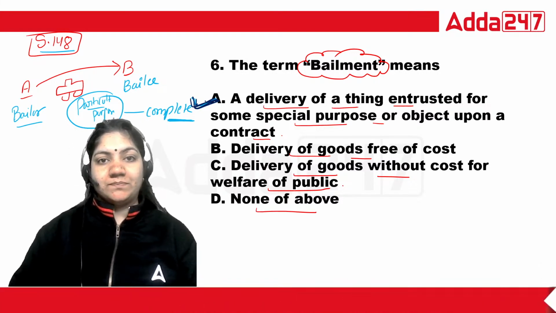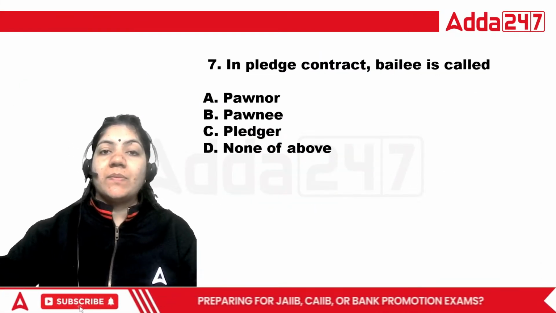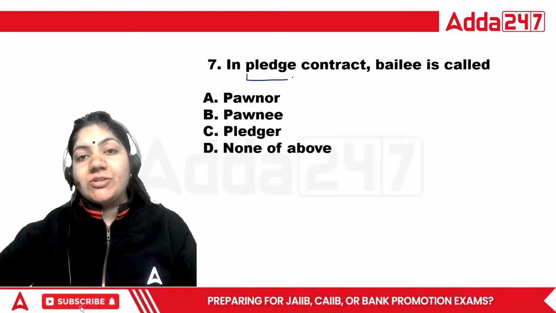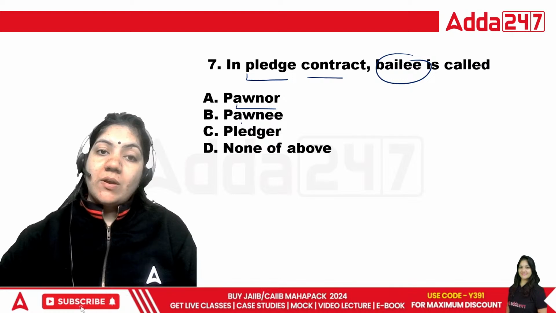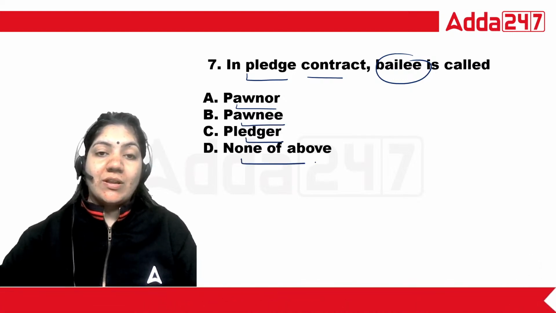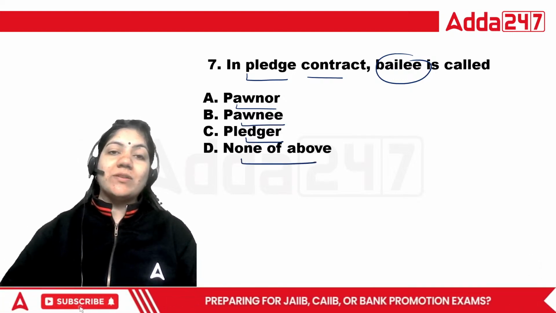That's it. Okay, next. In the pledge contract, the bailee is called what? Pawner, pawnee, pledger, none of the above. Tell me, what is the right answer?